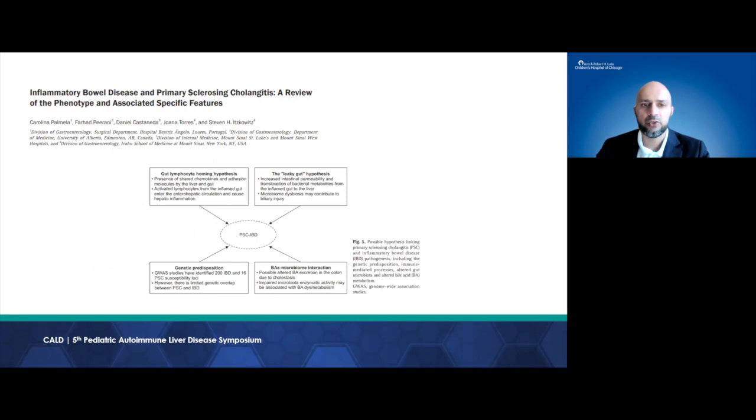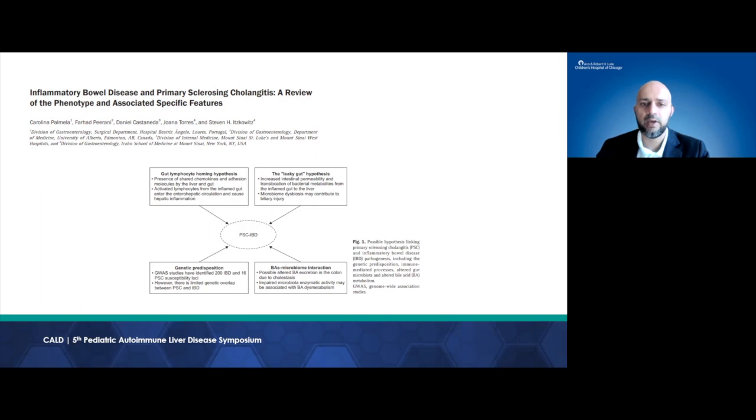Now, this graphic just shows some of the hypotheses for how patients with IBD may also have PSC. There's a gut lymphocyte homing hypothesis. So there are shared chemokines and adhesion molecules between the gut and the liver, and activated lymphocytes from the inflamed gut may be transported to the liver through the portal vein and cause inflammation.